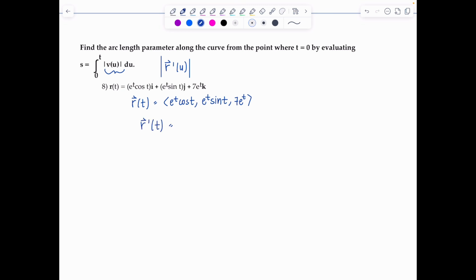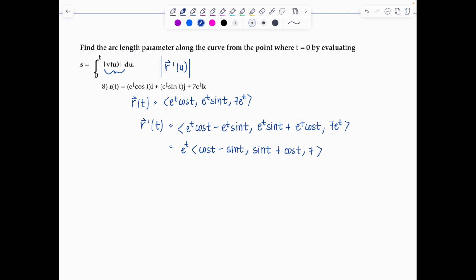Okay, r prime of t, we've got to use product rule, so it'll be e to the t cosine t minus e to the t sine t, e to the t sine t plus e to the t cosine t, and then lastly 7e to the t. Now to get the magnitude, first thing I notice is, I can factor out e to the t from everyone. So let me do that. It'll make finding the magnitude much easier. It's not mandatory, but highly recommended.